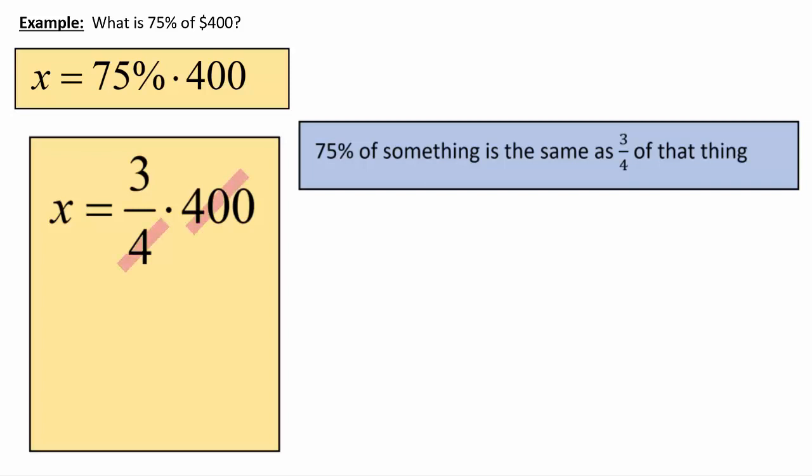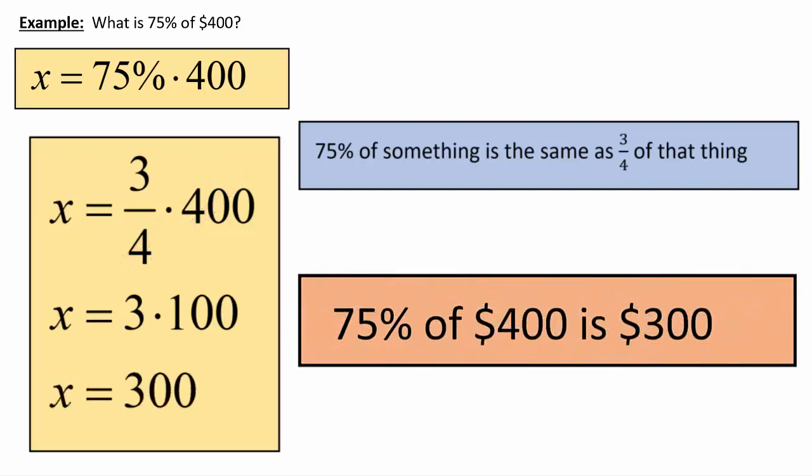We cancel a 4 out of the numerator and the denominator. So 4 goes into 4 once, 4 goes into 400 100 times. So now we have 3 times 100, which is 300. 75% of $400 is $300.